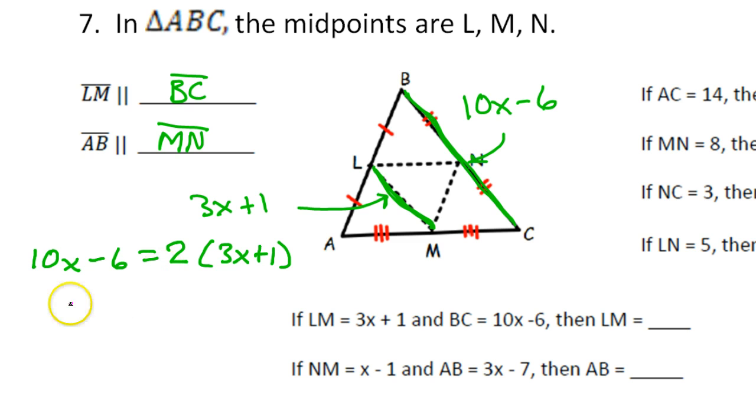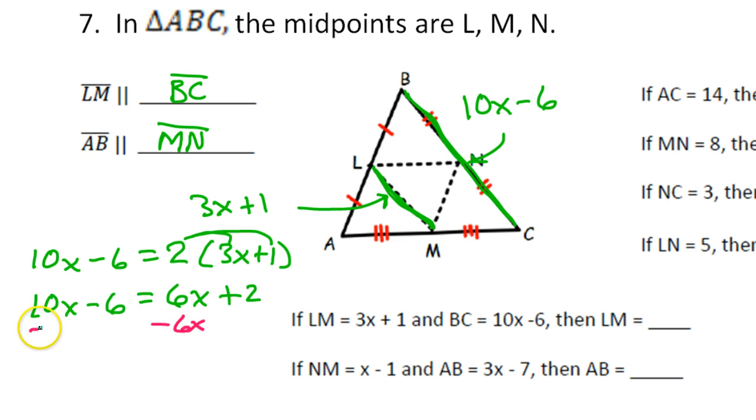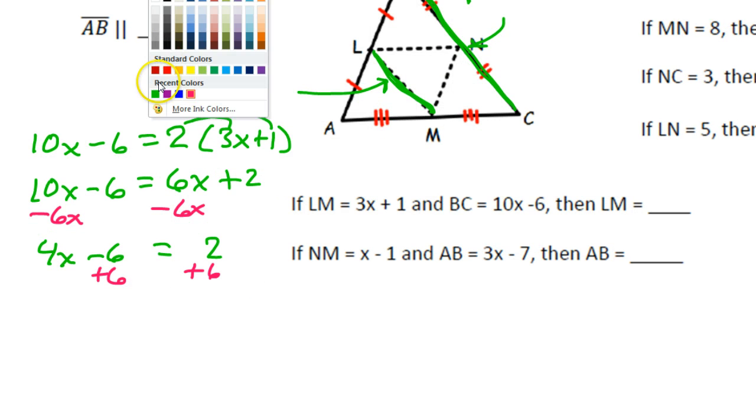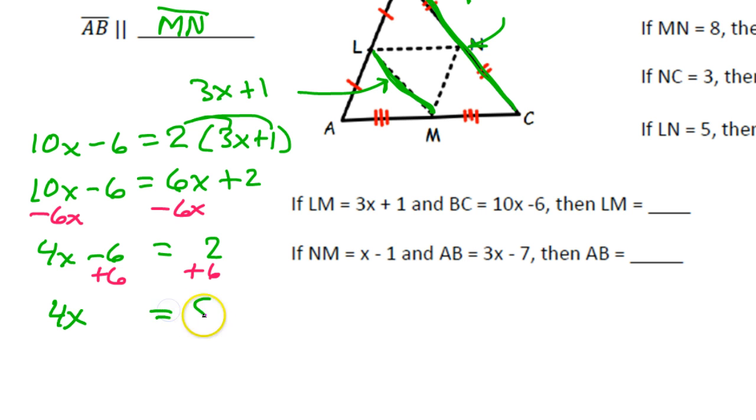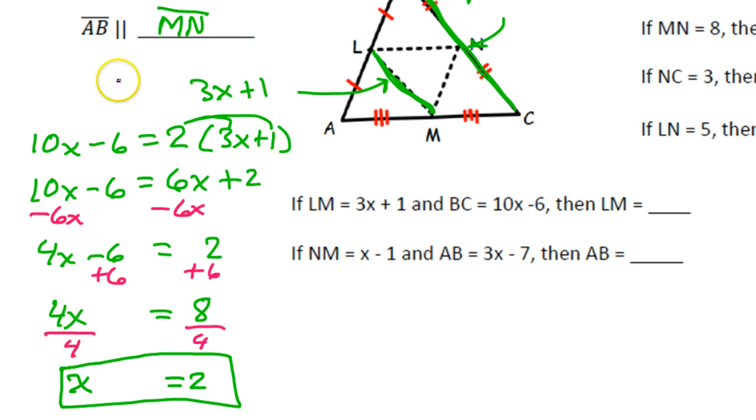So we just need to solve this equation. So that means 10x minus 6 is going to equal 6x plus 2 as we do the distributive property. So to solve this, we would subtract 6x from both sides. So that would give us 4x minus 6 is equal to 2. And then we would add 6 to both sides. So that would give us 4x is equal to 8. And then we would divide by 4 on both sides. So that's going to give us x equals 2. Okay, I don't know why I put a box around that really, because that's not the final answer. But note, x equals 2.